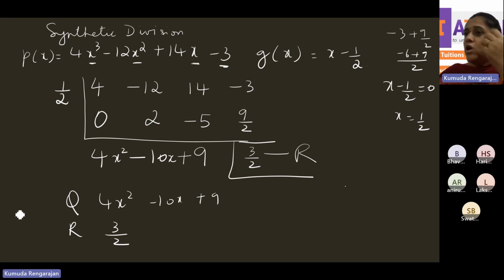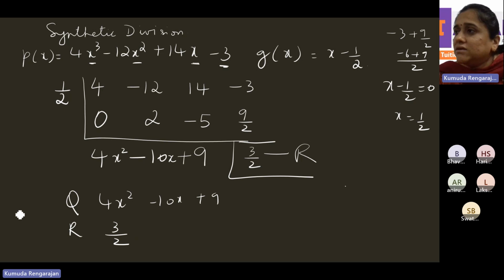When we perform the long division, we get the quotient as well as the remainder. When you perform the synthetic division, you also get the quotient and the remainder. But the synthetic division works faster. The traditional long division takes a longer time. You get the same result, but it takes longer.